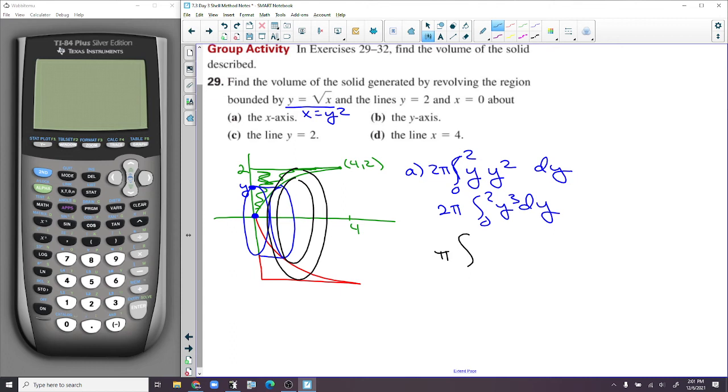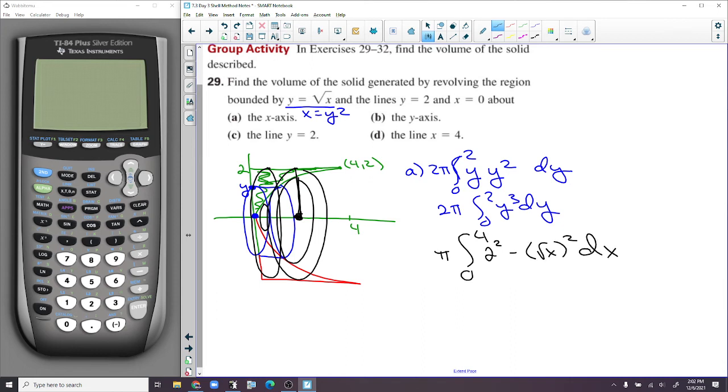Yeah, because another one could be right here. So they're stacking up along the x-axis. This is 0 to 4. The big radius is going up to 2, so the big radius is 2 squared. And the little radius is going up to the curve, which is minus square root of x squared dx.